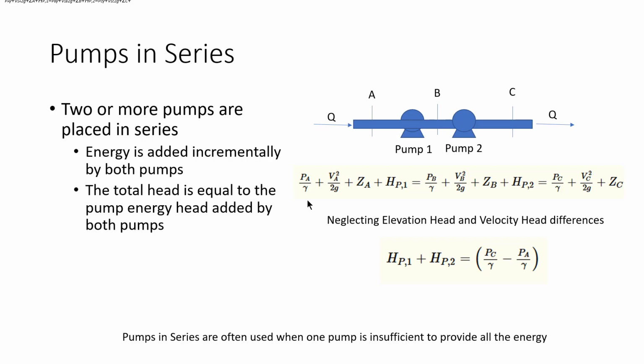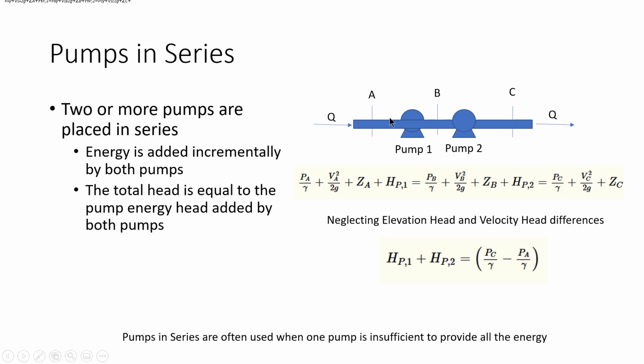So either we use pumps in series or pumps in parallel configuration. We use pumps in series when we want to add energy without changing the flow rate. This configuration is used when an individual pump is not enough to supply all the energy. So we put two pumps in series and increase our energy that way, but we are not changing our flow rate.